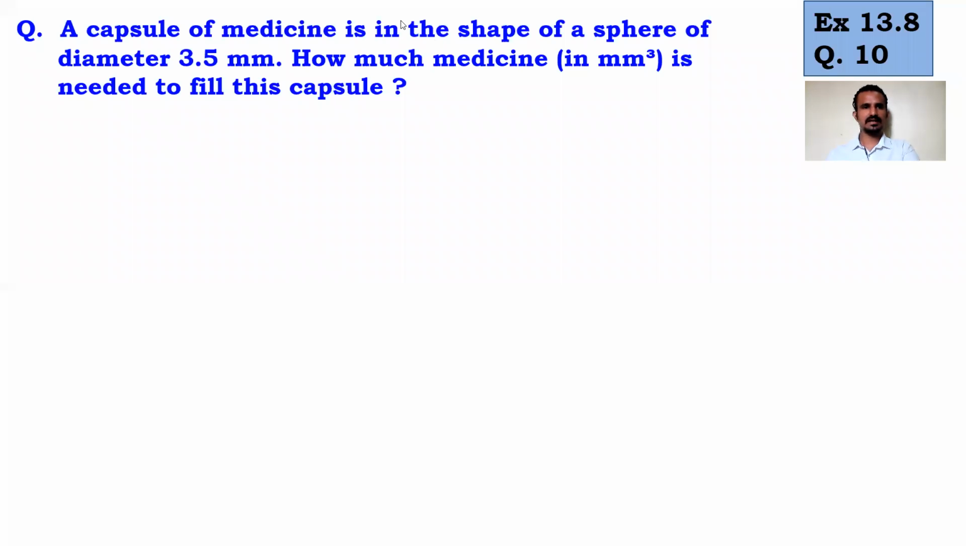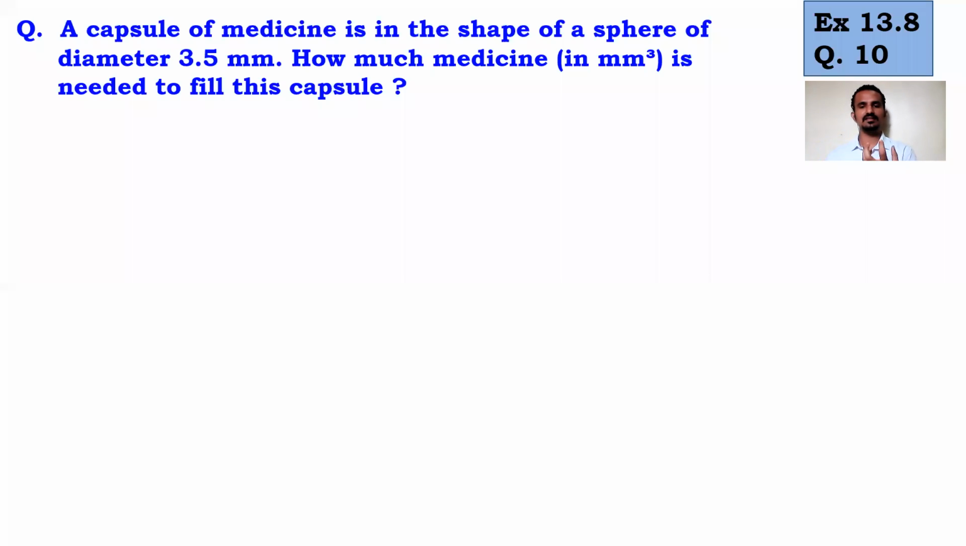(13.8) question number 10. It says a capsule of medicine is in the shape of a sphere of diameter 3.5 millimeter. How much medicine in millimeter cube is needed to fill this capsule? Now imagine a spherical capsule. Okay, a spherical capsule has diameter 3.5 millimeter. So it's a sphere with diameter 3.5. And as you must be knowing, in a capsule, it's a cover, and inside that there is a medicine. Okay, same is the case here. So we have to fill this sphere with medicine. So you want to find the medicine in millimeter cube that is needed to be filled in this capsule.